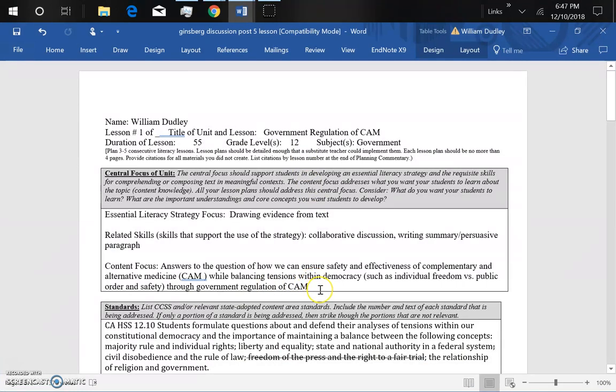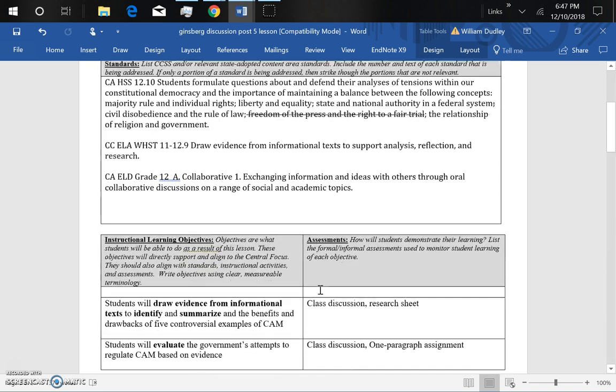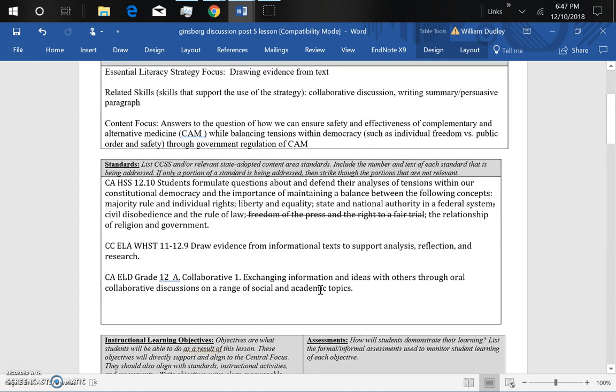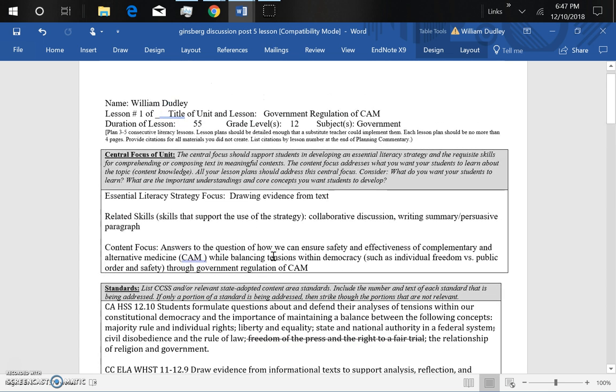Now, as for the literacy strategy focus, I was looking at the main activities, and it seemed like the meat of most of the work the students were doing was they were given these various texts on complementary alternative medicine, and they were supposed to elicit or comprehend and fill out information from them, which, as it happens, is one of the California Common Core standards, draw evidence from informational text. So that's what I used for the literacy standard, the focus of this lesson: drawing evidence from text.